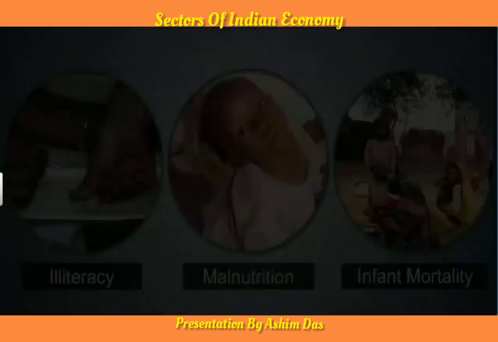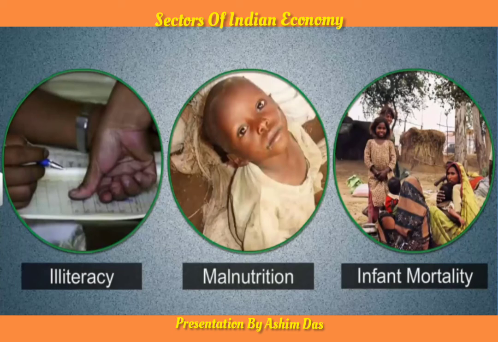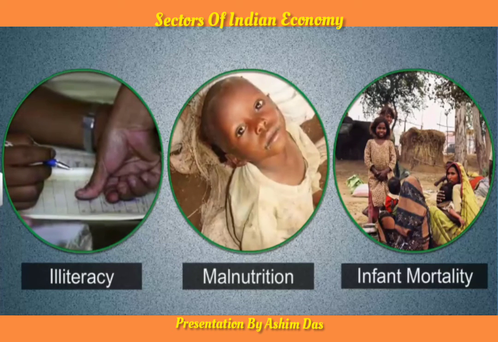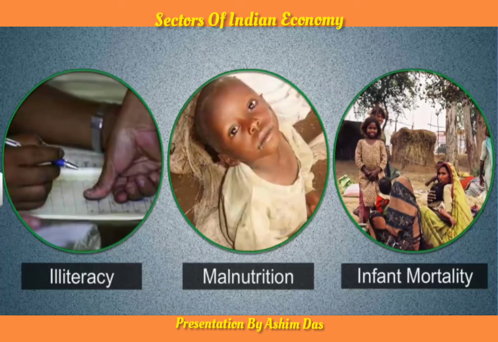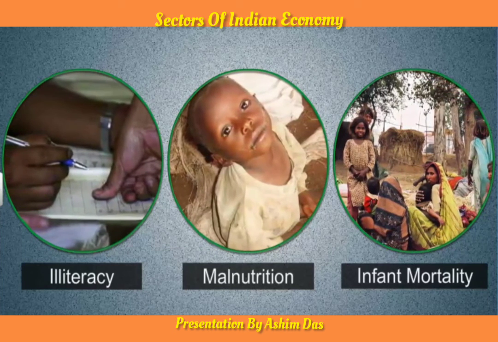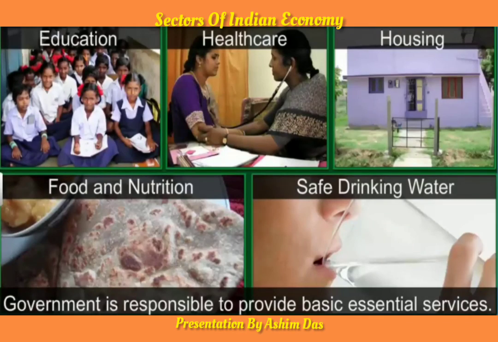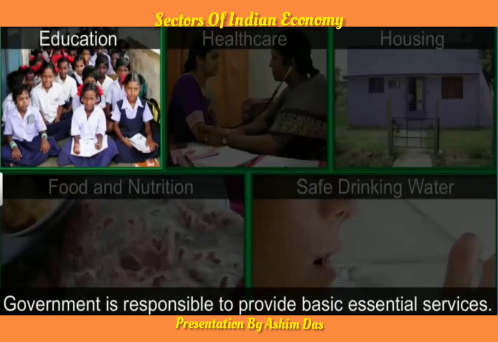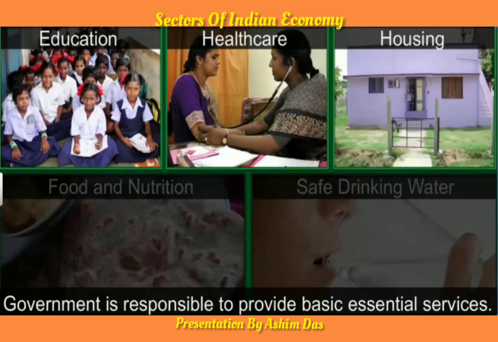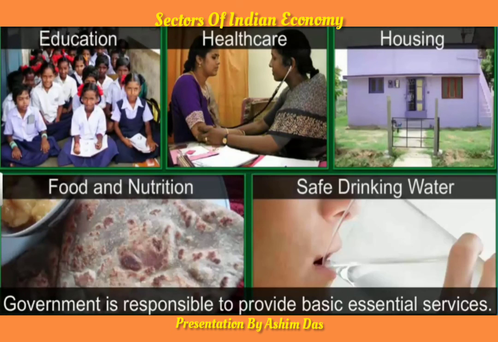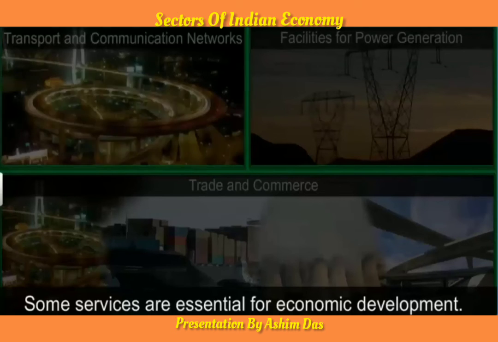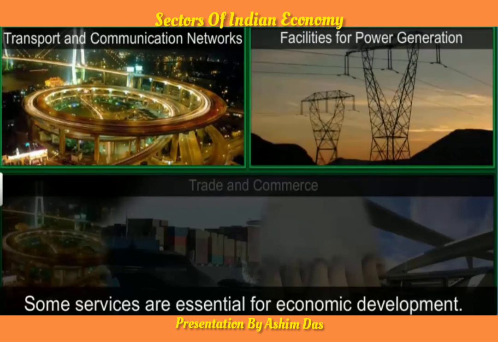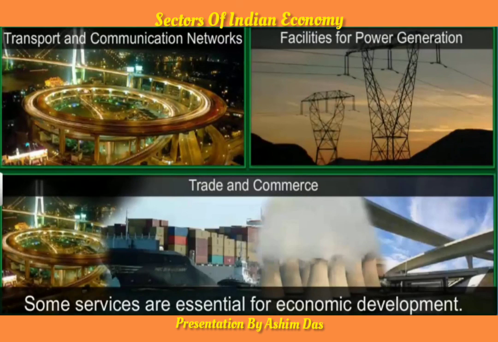Even after 60 years of independence, illiteracy, malnutrition, and high infant mortality are serious problems in India. It is the primary responsibility of the government to provide basic essential services like education, healthcare, housing, food and nutrition, and safe drinking water to all the people. A country needs transport and communication networks and facilities for power generation, trade and commerce, etc. for economic development.